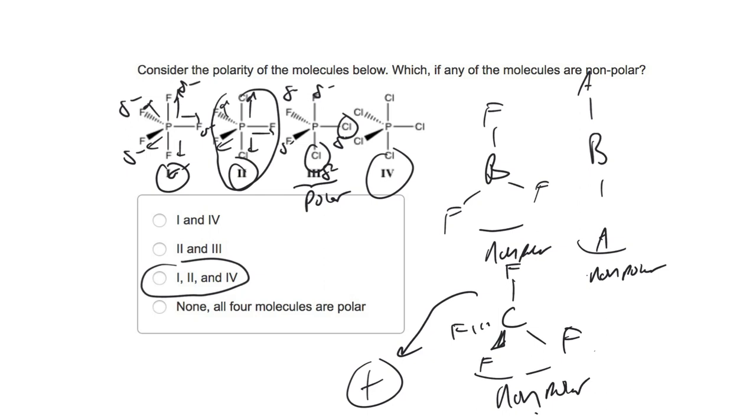Compound 3 is polar just because we don't have the proper symmetry. So we don't have the 2 chlorines opposing each other in the right way. So we have different charges on the ends of the molecule. We can still have negative charges on the ends of the molecule, it just has to be the same exact negative charge for the molecule to be nonpolar.